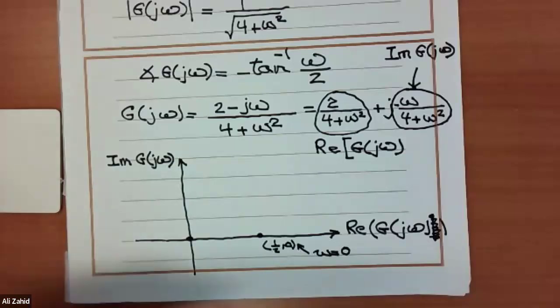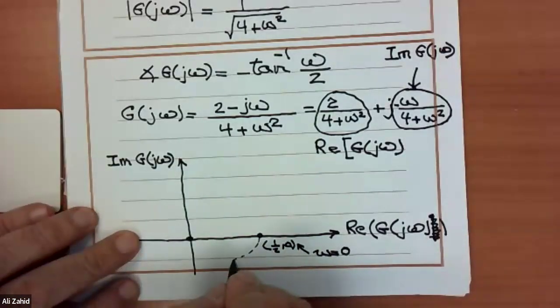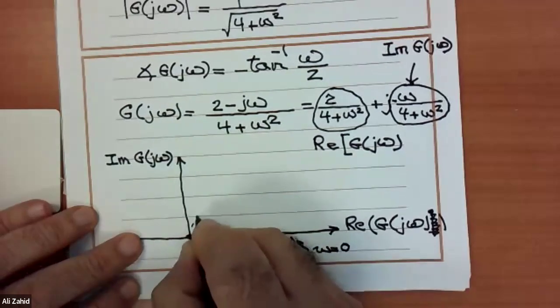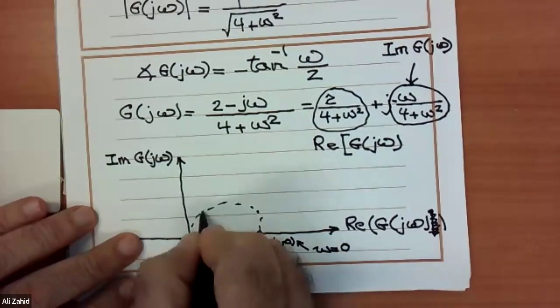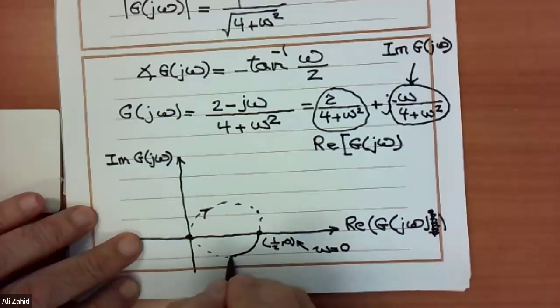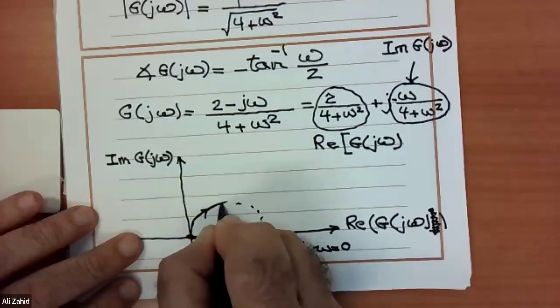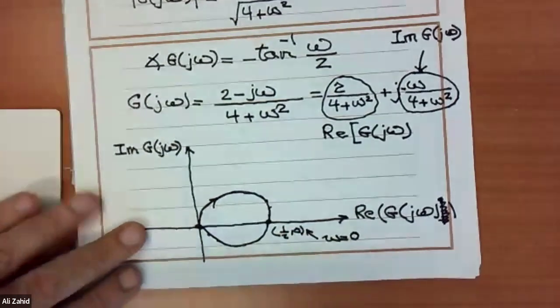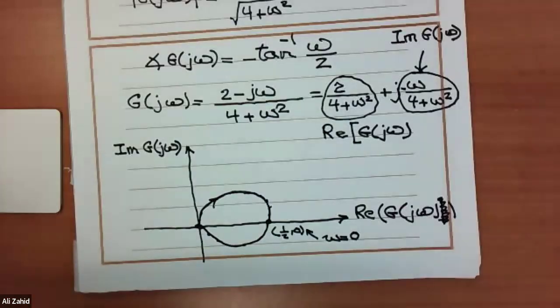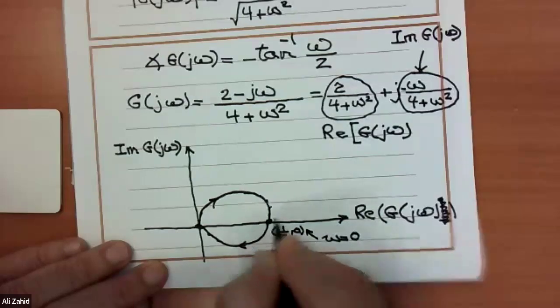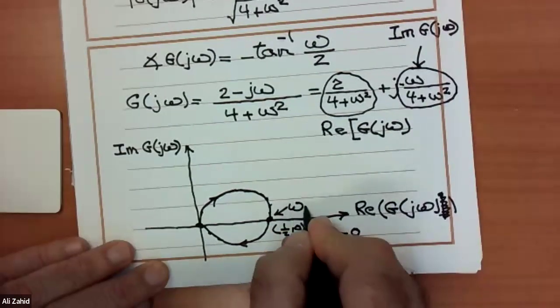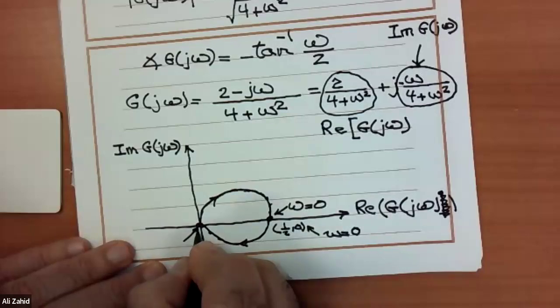As the mirror image. So what does it do? Clockwise. Get it or not? Yes. No. One more time. What is omega here?